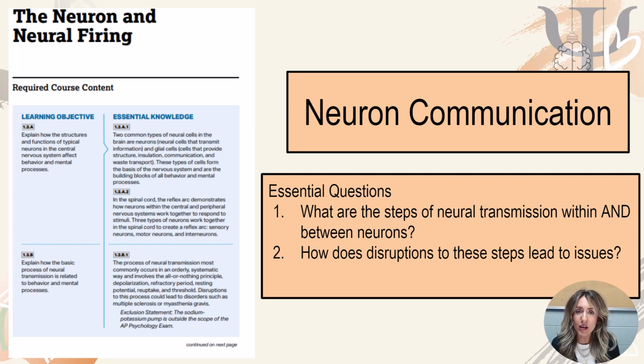Today we are continuing our discussion of neurons and we are moving into focusing on their communication. So this aligns with College Board objective: explain how the basic process of neural transmission is related to behavior and mental processes. In order to get at this objective, we're going to focus on two essential questions. The first is, what are the steps of neural transmission within and between neurons? And then how do disruptions to these steps lead to issues?